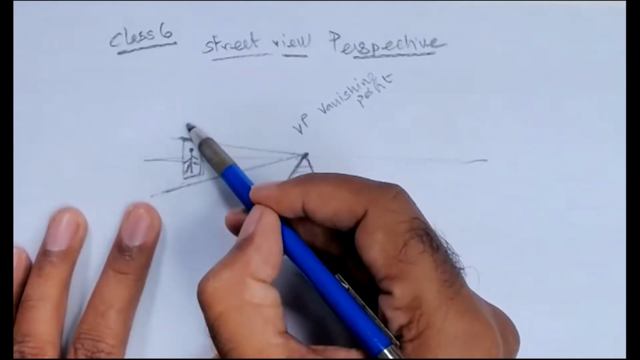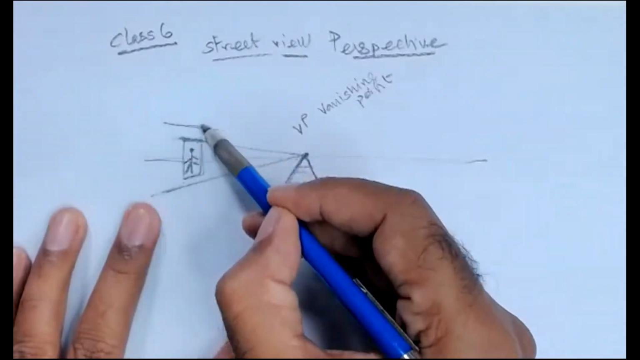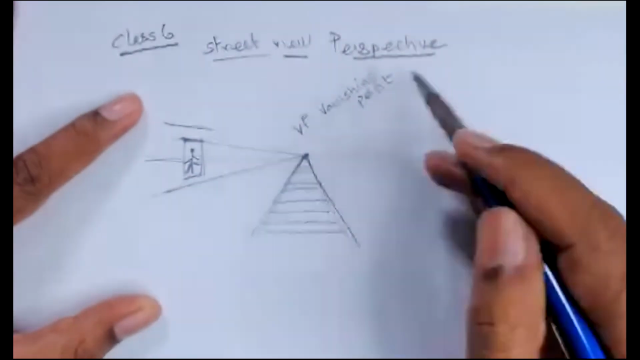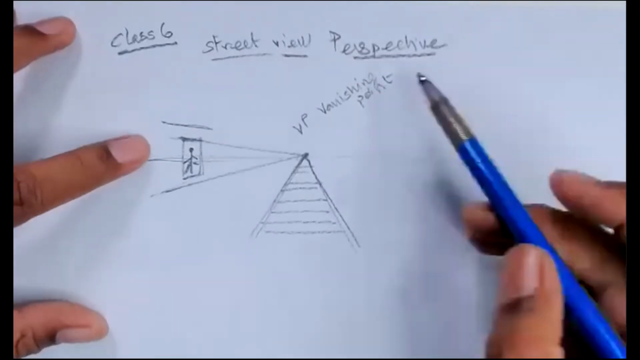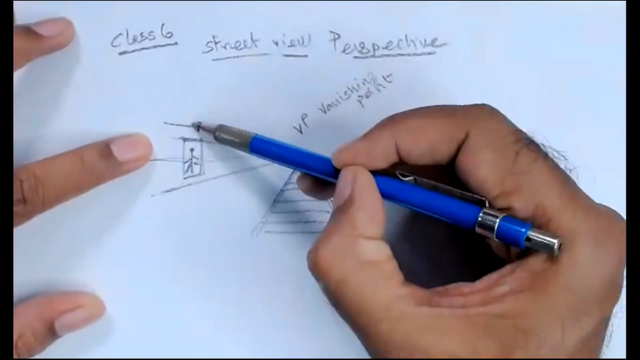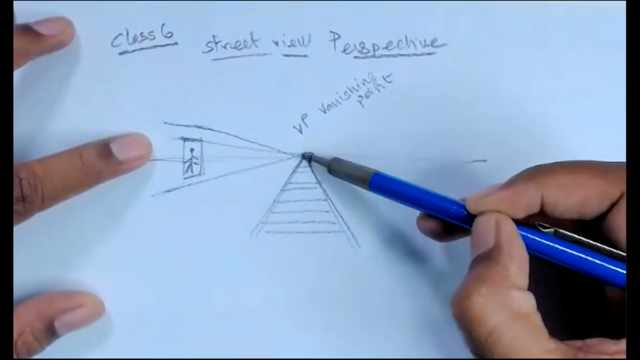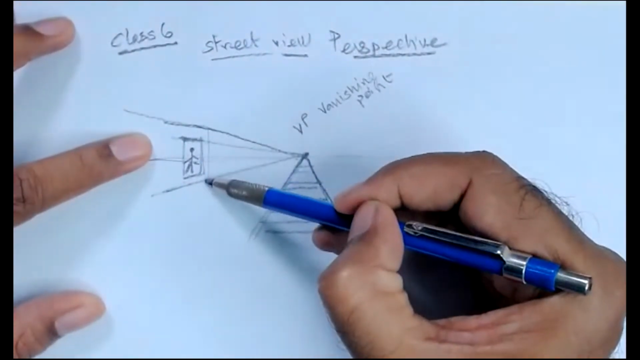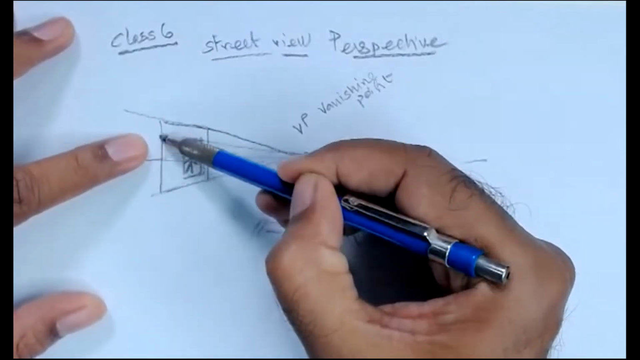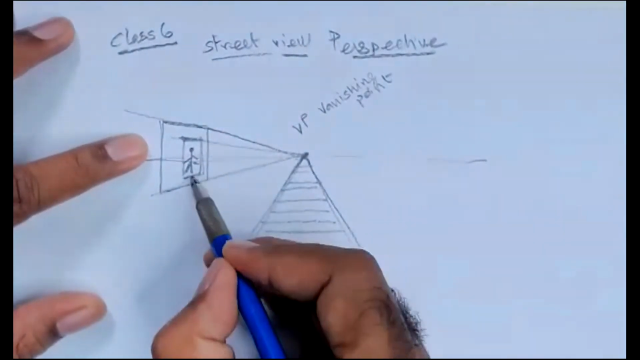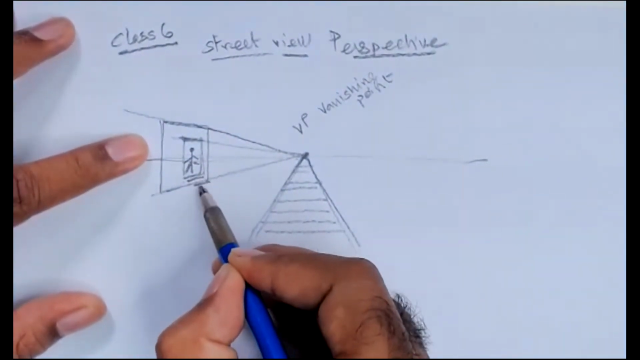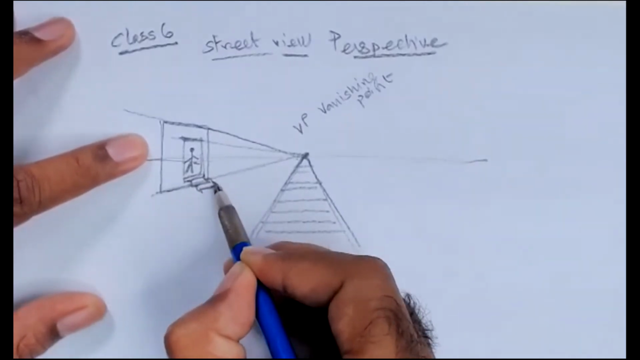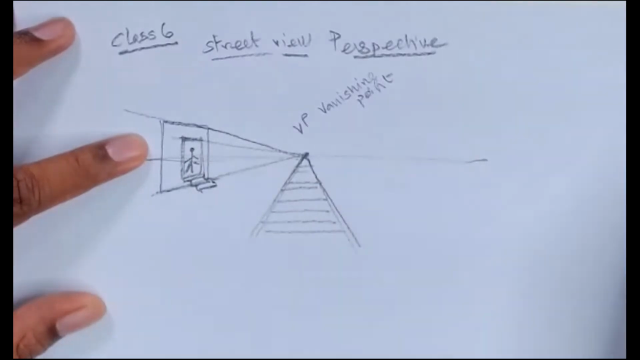Let's say that this is the first floor of this house. So this also will try to go and vanish at that point. This is the height of one floor. This is one side of this house. Let's say you have steps here. So this is the house.